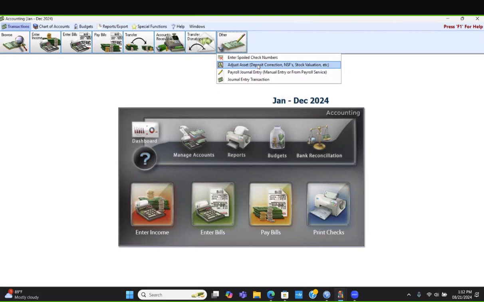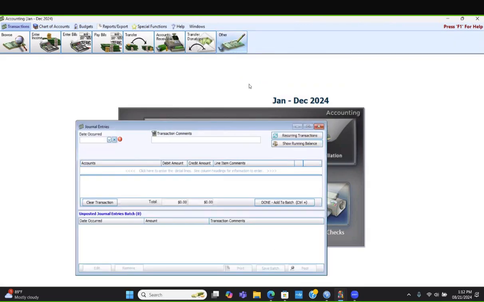But we're here to talk about the actual true journal entry transaction, not the adjust asset. Adjust asset just takes debits and credits out of the mix, talks about them as being increase or decrease. Well, we're here to talk about journal entries. So let's launch the journal entry window, okay?